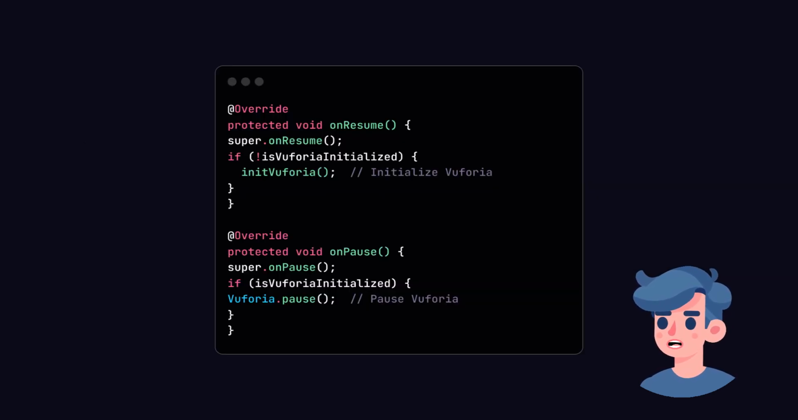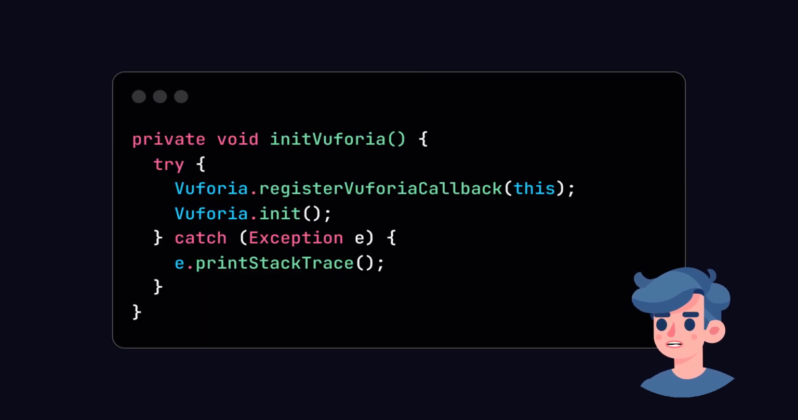Once we have our trackables ready, we can hook our Vuforia rendering process into the Android lifecycle methods. Override the onResume, onPause, and onDestroy methods in ARActivity to manage the Vuforia lifecycle effectively. Here's the method to initialize Vuforia in the context of our Java activity. Make sure to implement exception handling to manage any potential errors during initialization.